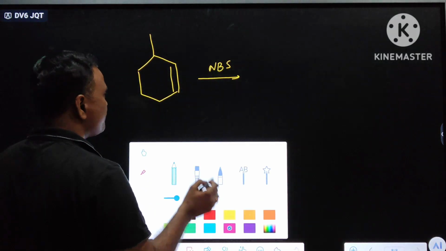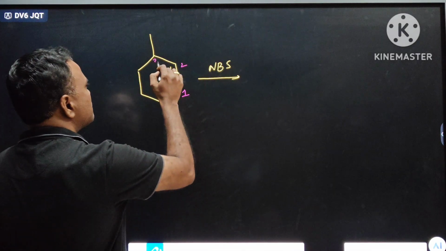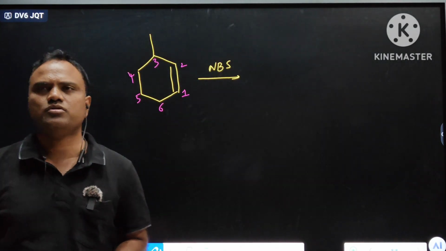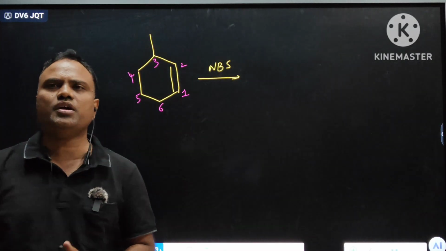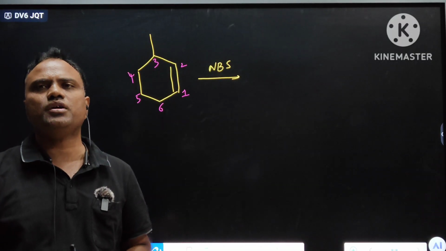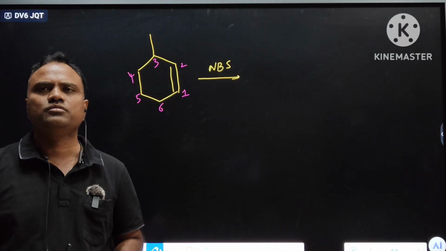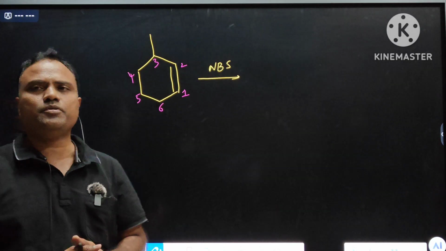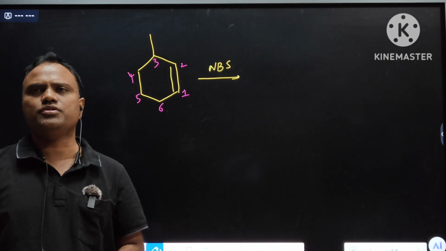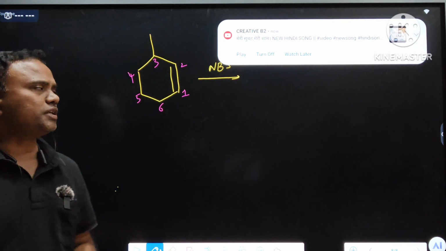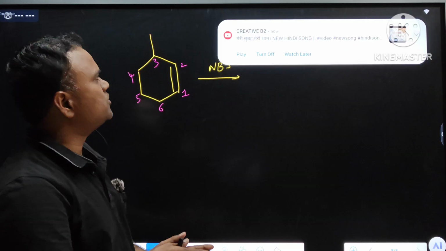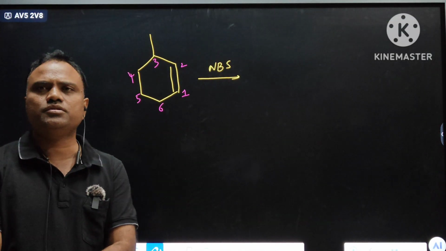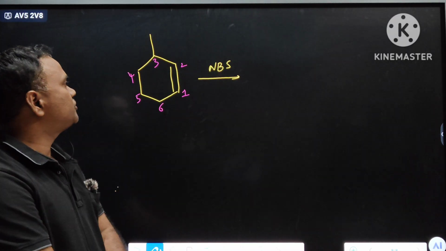You tell me, anybody, to which position bromine will come. You have 2 allylic positions. How many allylic positions do we have? 2 allylic positions. The third one is an allylic position and the 6th one is also an allylic position. Saad, can you tell me to which position Br will come? Saad and Ubaid, to which position?